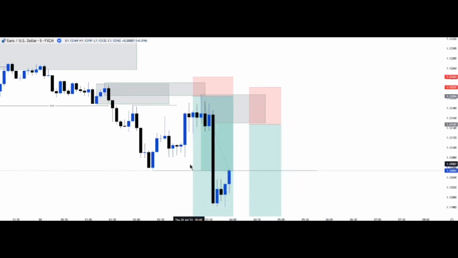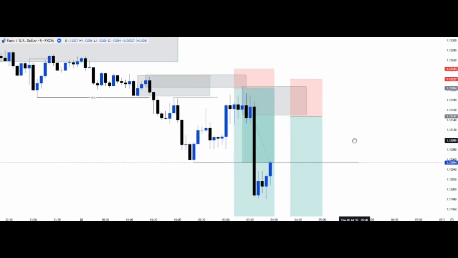Okay, it has taken out this low now and closed below it. So we can add a position to this. How do we do that? Well, take a look at this. This is your order flow here. Do you need inducement or not? You don't need inducement, guys. Inducement has already been taken here, so you don't need further inducement. All you need is your order flow.